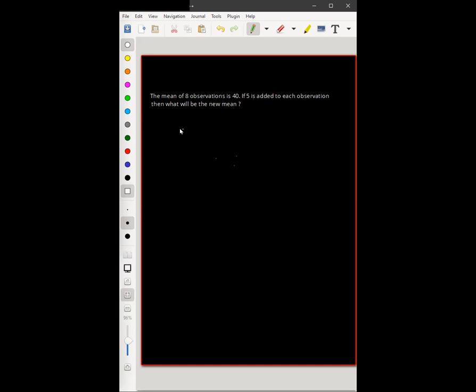Okay, what's the formula for mean? Sum of observations upon number of observations. So sum of xi upon n, right? Okay. So what is the mean given to us? 40. And what is the sum we don't know? And what is n? N is 8. Okay. So what is the total of all the observations?